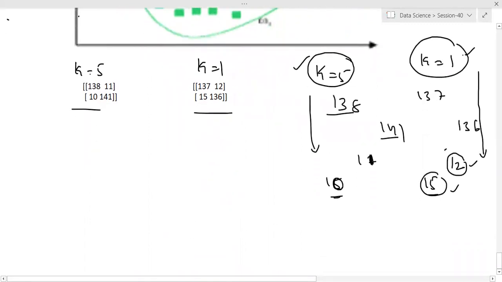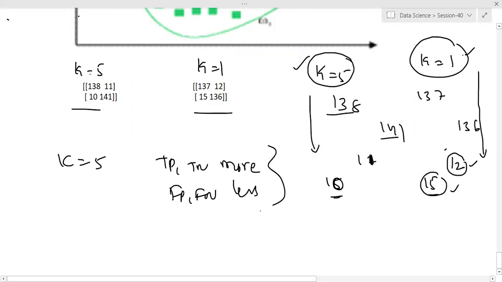Okay, at a high level, if I am making use of k equal to 5, my true positive, true negative are more, and false positive, false negative are less, by comparing these two. That is not enough, friends. Along with that, we have to compare the other kind of things.